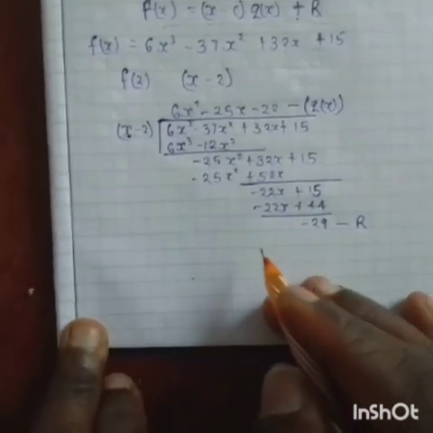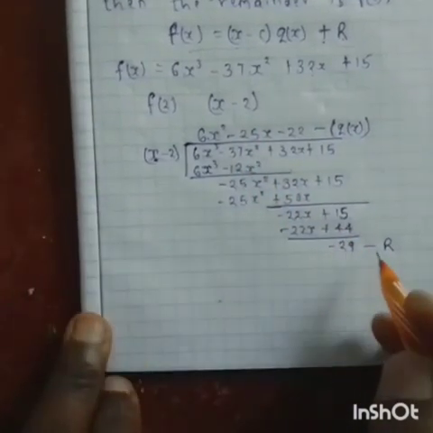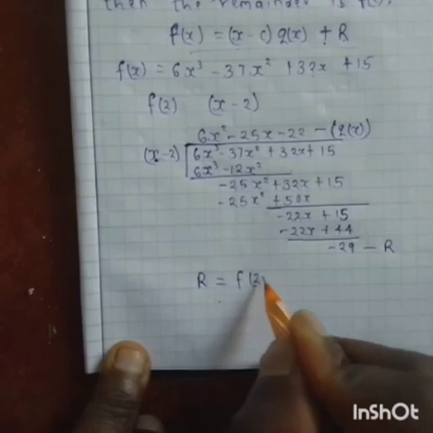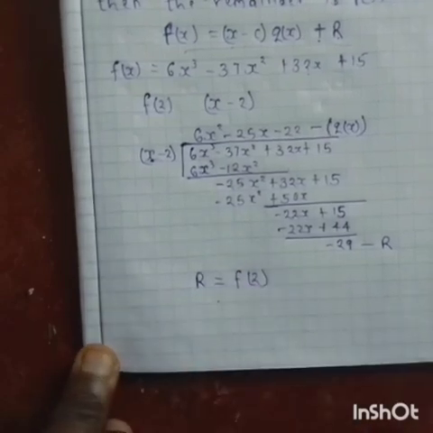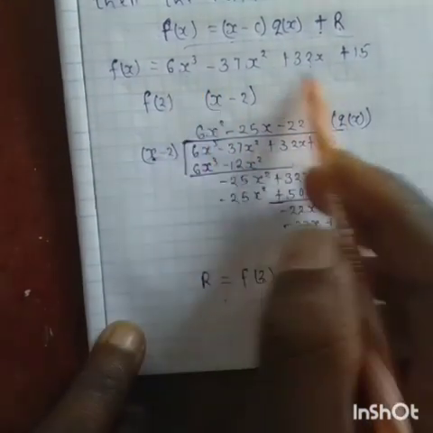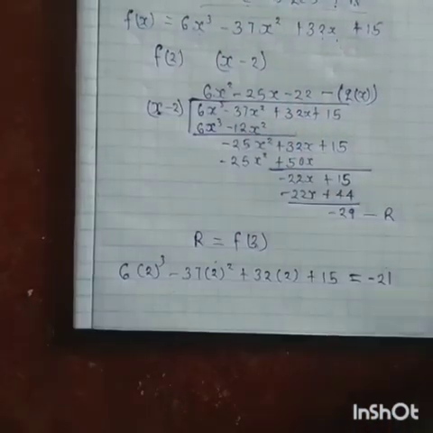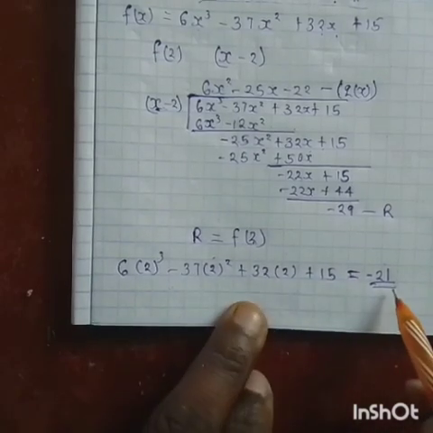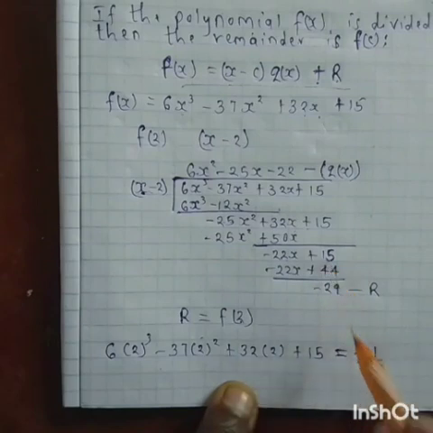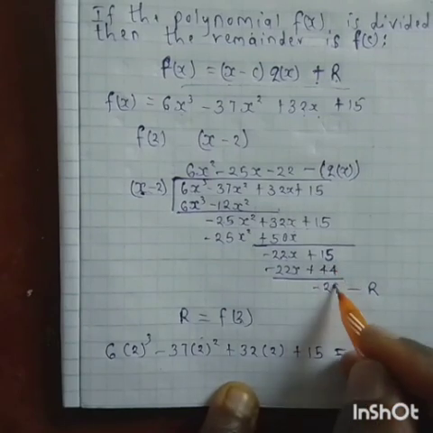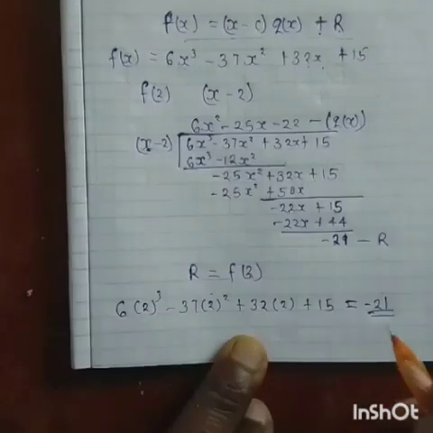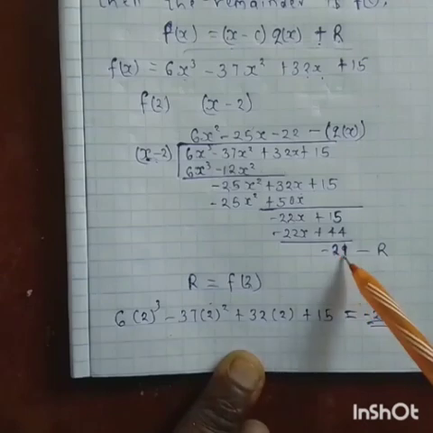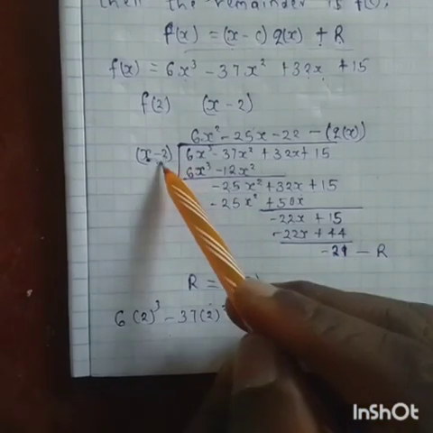So according to the remainder theorem, our remainder r is the function f(2). We want to prove this. If we substitute 2 in our equation, we have minus 21. And truly, if you look at this, we have minus 21, so the remainder should be minus 21. There's a mistake in the earlier working. This is the proof of the remainder theorem: whenever we divide by the factor x minus c, the remainder we get is the function value at c.